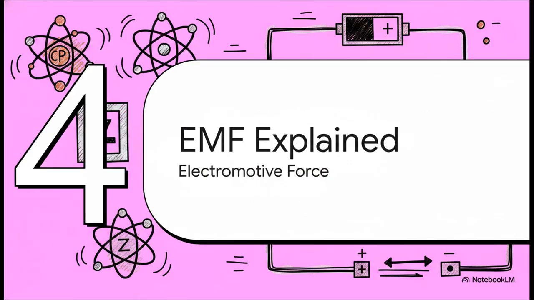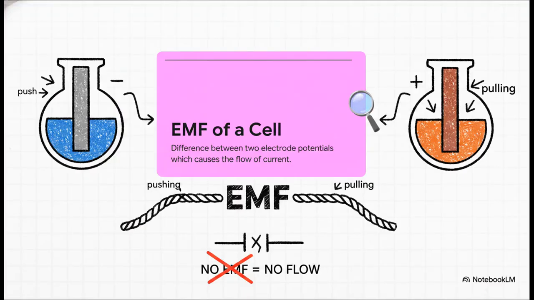Moving right along, let's hit part four, electromotive force, or EMF, explained. So, what actually happens when you connect two of these different half cells together? Well, you're pitting two different natural tendencies against each other. Electromotive force, or EMF, is that final crucial difference in the tug-of-war. It is the literal force that physically pushes the electrical current right through the circuit. Think about it. If there's no difference in potential between the two sides, there's absolutely no flow of current. It's that difference that creates the power.